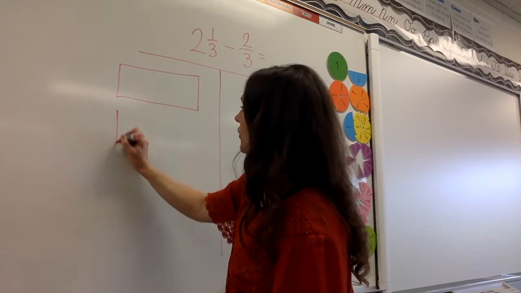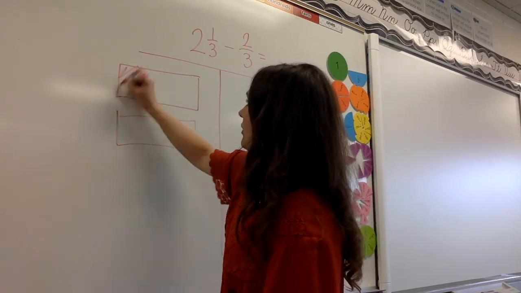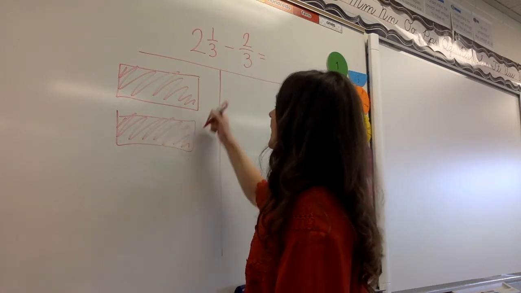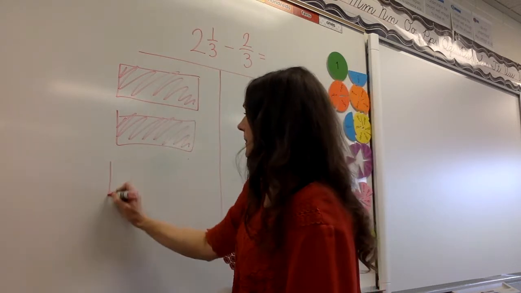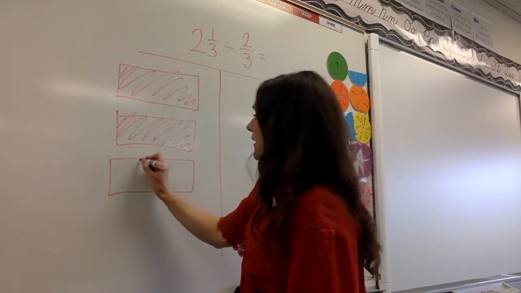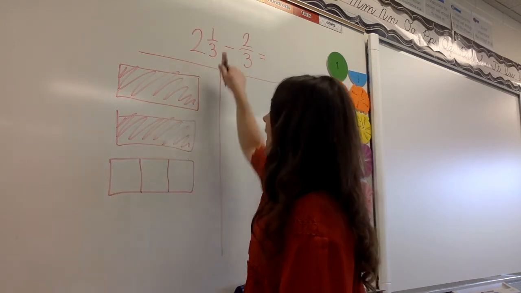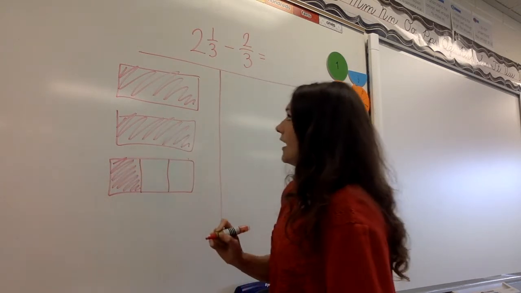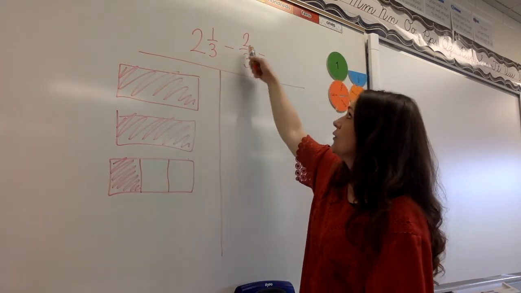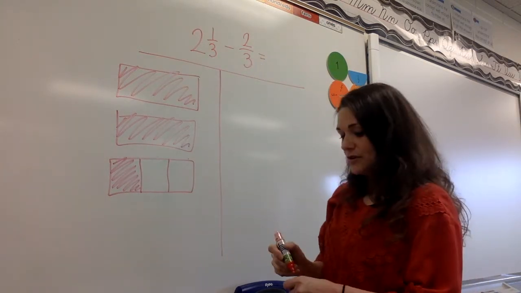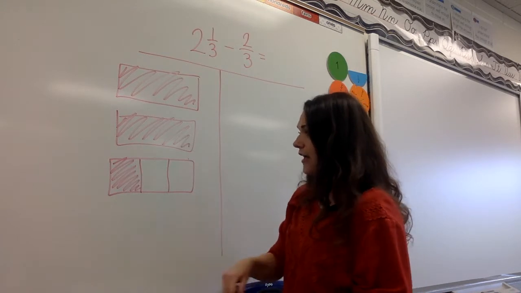So we have 2 wholes, and they're both there, so I'm going to quickly fill those all the way in, and I have 1/3. And these are thirds, so I'm going to break it into 3 pieces there, and I have 1 of them, so I'm going to fill in my 1. Okay, and in my problem, I'm now taking away 2 of those third pieces. So I'm going to start to X them off, and here I go.